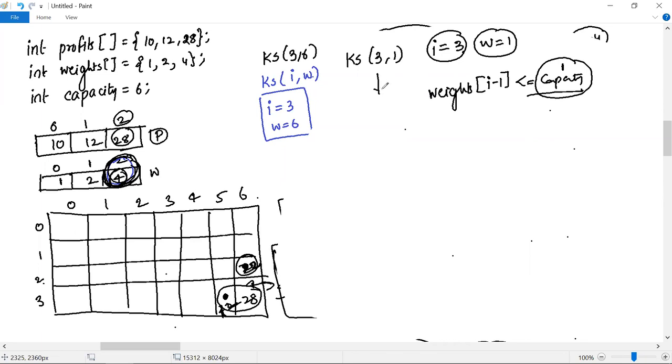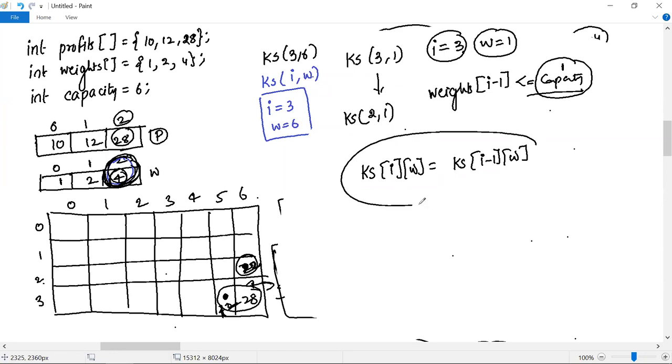We need to go for what? You reduce this and let it be here. Correct? So Ks of I, W will be Ks of I minus 1 and W. This is when the current object weight is less than the capacity. Pretty clear? If you have any doubts, you can just go through it once.